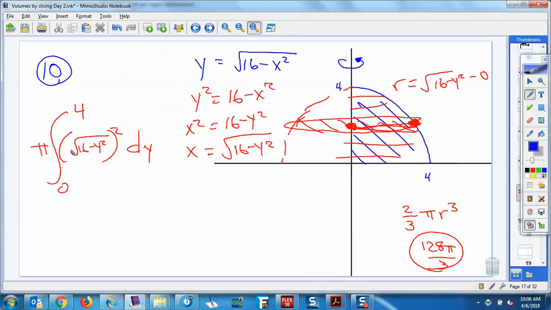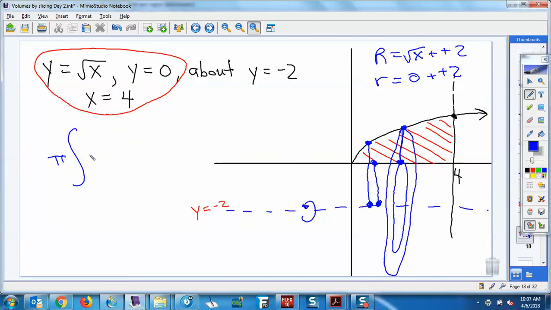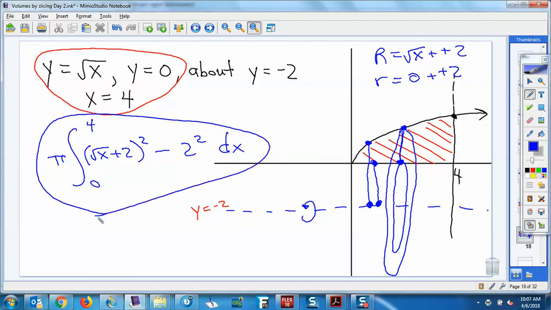Pi on the outside. Now I'm going back to this formula here, right? Pi on the outside, and then big R squared minus little r squared. So I got pi, and then I got big R, which is square root of x plus 2. We have to be really careful about parentheses. Minus little r, which is 2, squared. And then it goes from what to what? The slices go from 0 to 4. Okay, and then you type that in and get your answer.